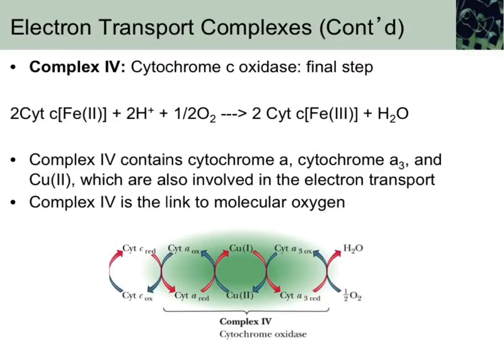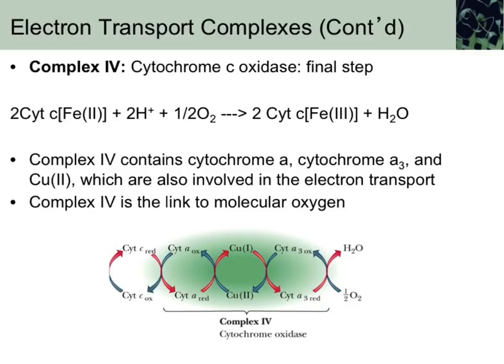Where are we? Finally, complex 4. I haven't been mentioning them, but they've got enzyme names associated with them. Some of these are actually kind of nice. Cytochrome C oxidase. Why? What did complex 3 dump electrons into? Cytochrome C. So what does complex 4 need to do? It needs to oxidize cytochrome C. So it needs to transfer those electrons from cytochrome C out to our oxygen to reduce the oxygen. So we actually have a name that sort of makes sense.